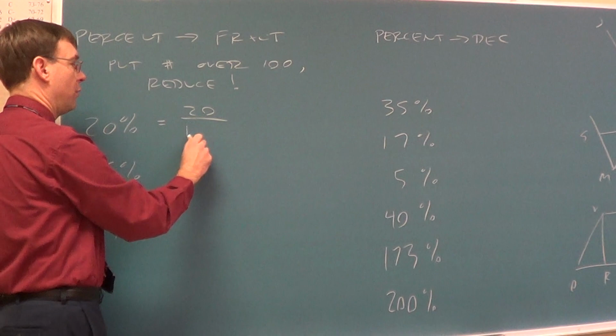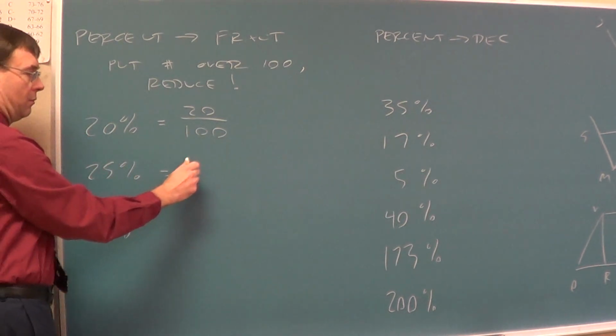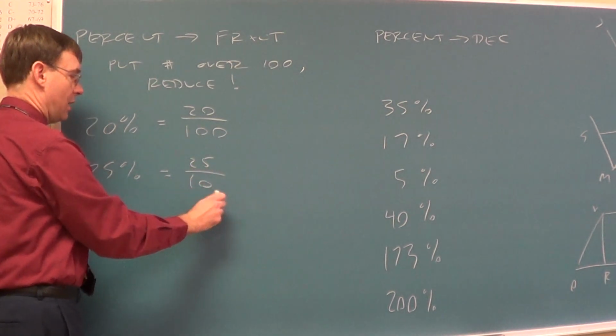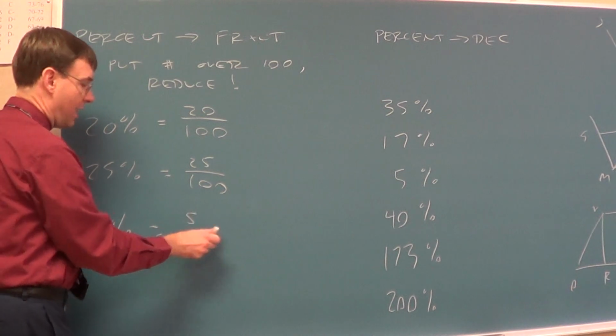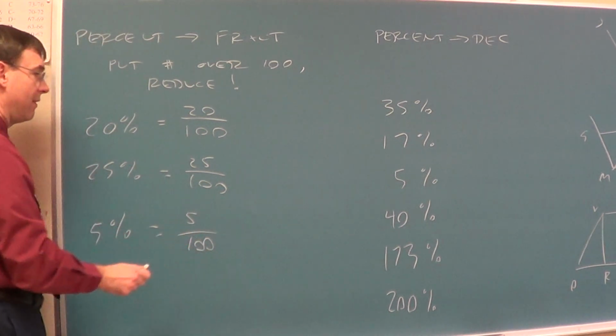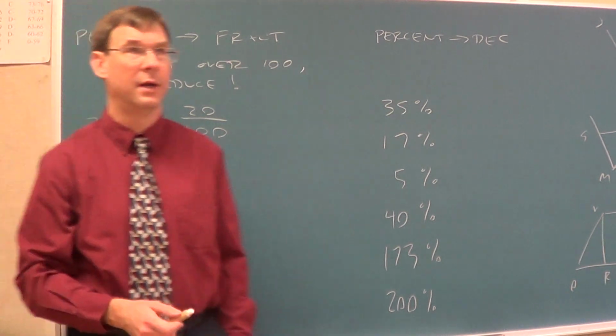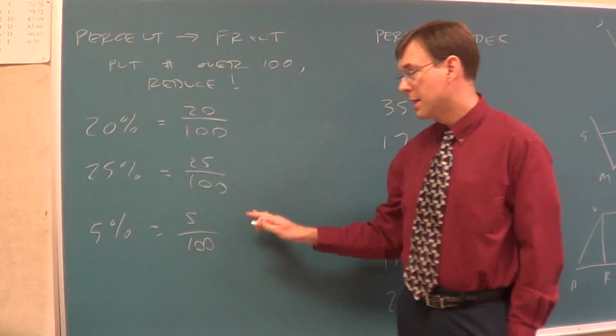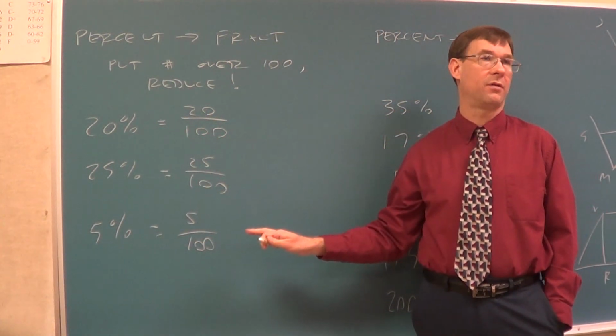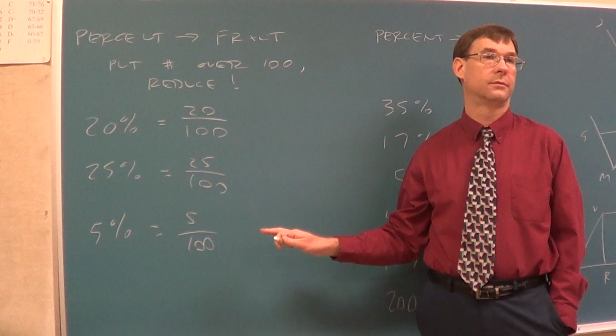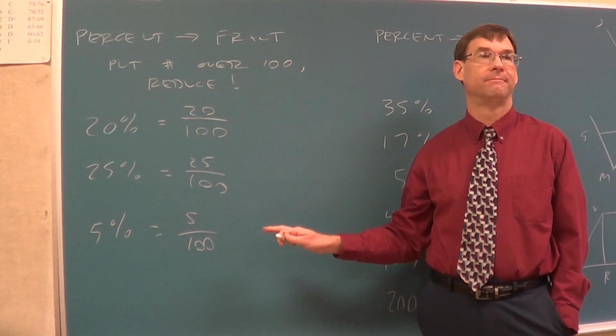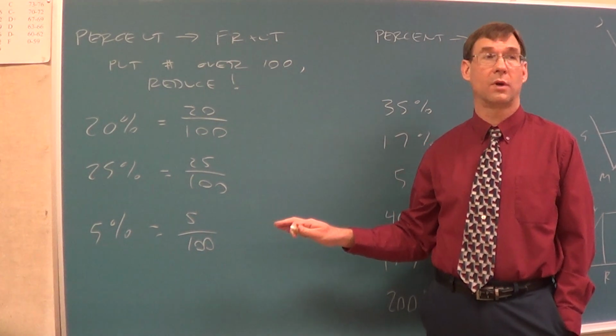So we start off with like 20 over 100. We'd start off with 25 over 100. We'd start off with 5 over 100. Every single time, every single number goes on top of 100. Today, any of those win, or are we going to have to reduce all three of those? We're going to have to reduce all three.